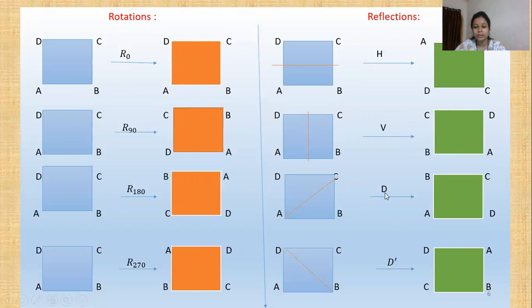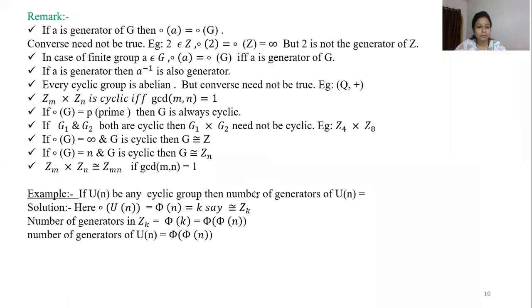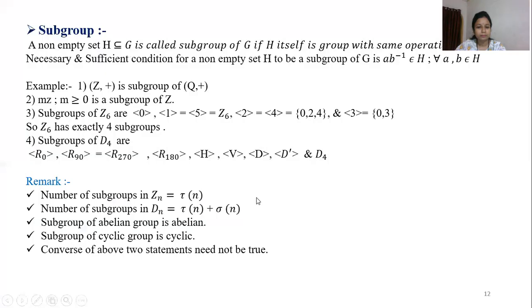Similarly, generated by D contains R0, because if we operate this operation one more time on this D, we obtain the identity element. Therefore, these are generated by H, generated by V, generated by D, generated by D dash. These are the four subgroups of D4 and their order is 2.